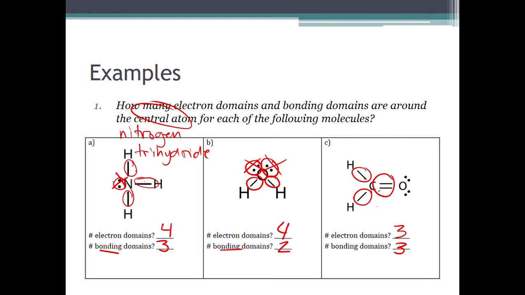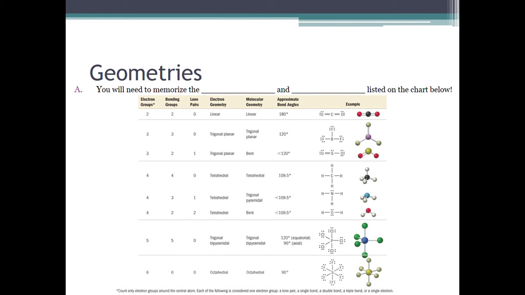Okay, let's take this now, our knowledge of electron domains and bonding domains, and apply it to our different geometries. This table in your notes, you are going to need to memorize the geometries and the bond angles that are listed on this chart, but it's not as bad as it seems. All right, so breaking this down a little bit, we've got a number of electron groups. We've got a number of bonding groups and lone pairs. These kind of go together. We've got our 2 different types of geometries, and we've got our approximate bond angles.